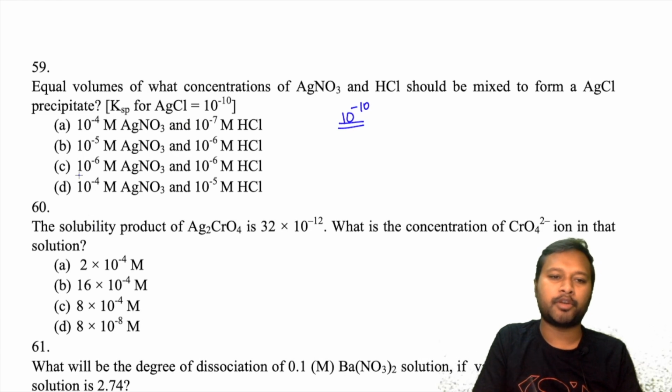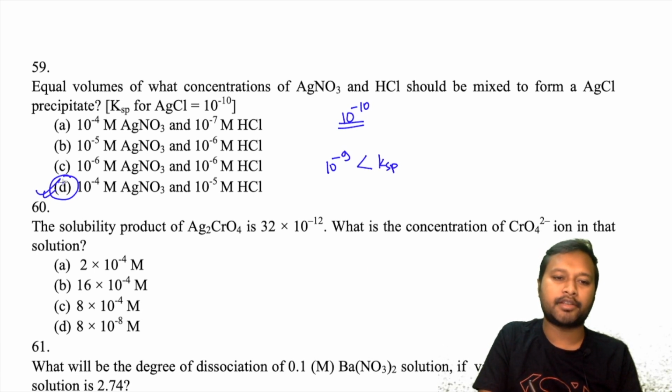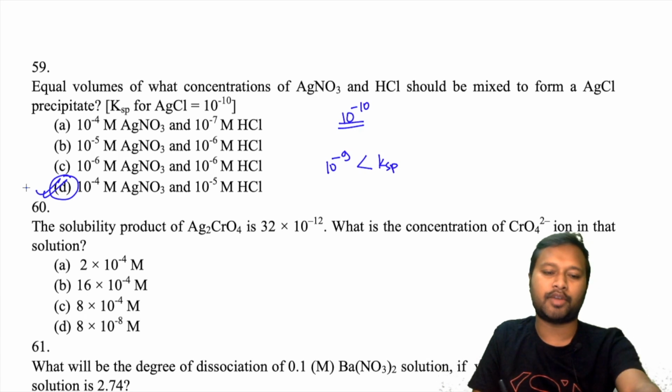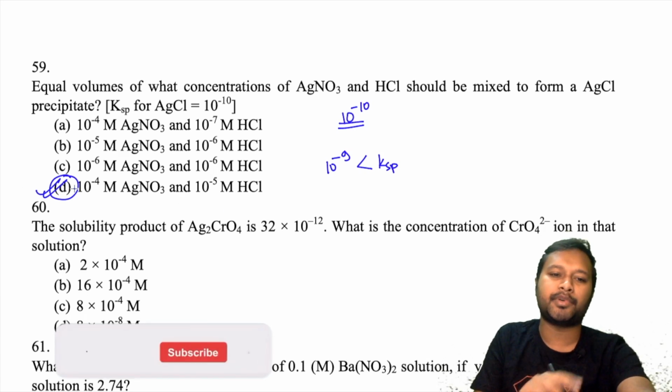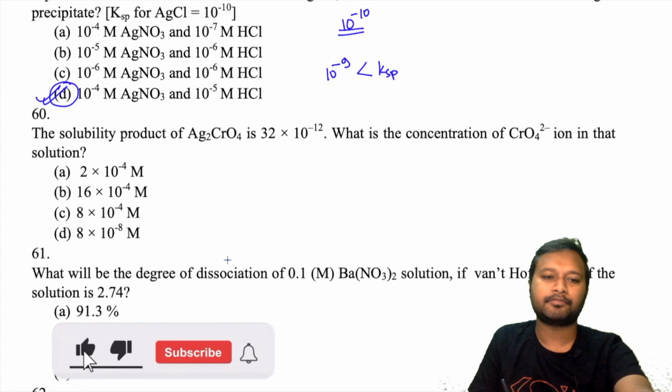Same goes for option number B, same goes for option number C also. In option number D, you can see it will become 10 to the power minus 4 and 10 to the power minus 5. Overall, it will become 10 to the power minus 9, and that's where it is greater than KSP. Okay, so 10 to the power minus 9 is greater than your KSP value, and that's why this is the one where the precipitation is going to happen. Okay, so precipitation will happen in option number D.